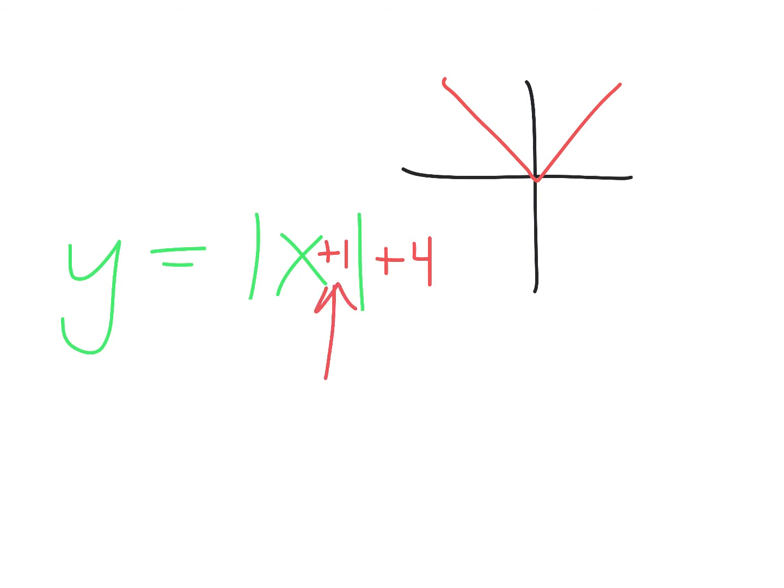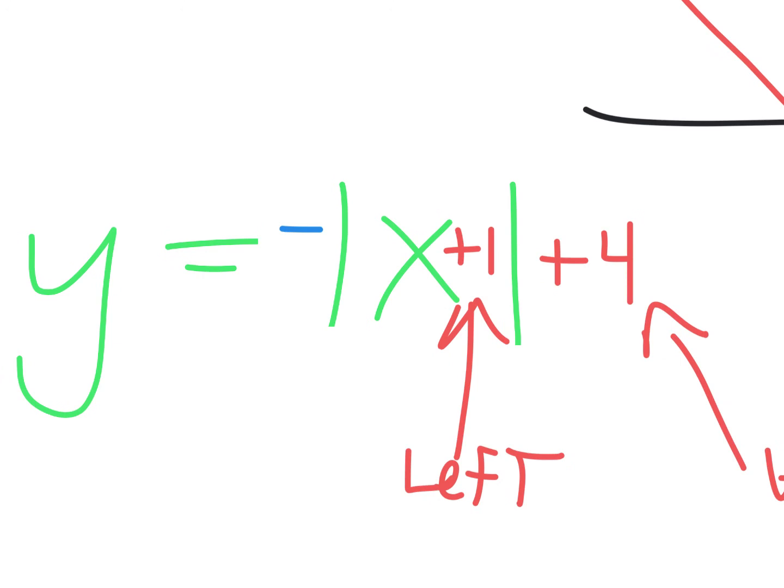Which way is that one moving, Jack? Left. And which way is that one moving, EJ? Up. That makes sense to you? Okay, so we're just learning how to move these things left and right and up and down. And one other thing. Do you know if you put a negative in, that means the opposite of?